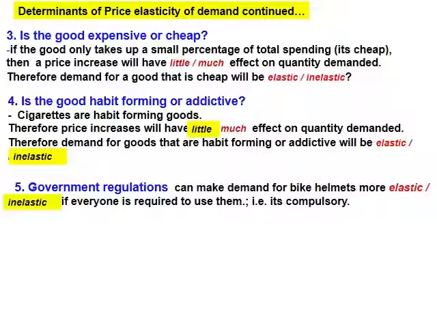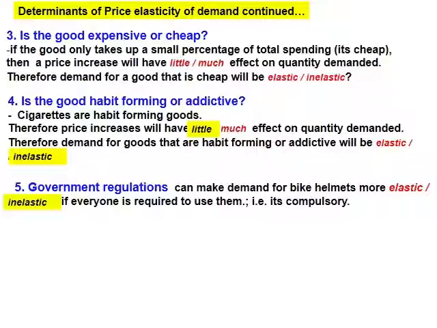Fourthly, is the good durable or non-durable? Durable goods are goods that last a long time. And so if the price goes up, it's unlikely people will go ahead and buy that good immediately. They can wait because it's durable. But if they have to replace it, they have to replace it. But generally, we say durable items tend to be more responsive to changes in price, while non-durable items or single-use goods as they're known, like food, tend to be more unresponsive, in other words, more inelastic to price changes.